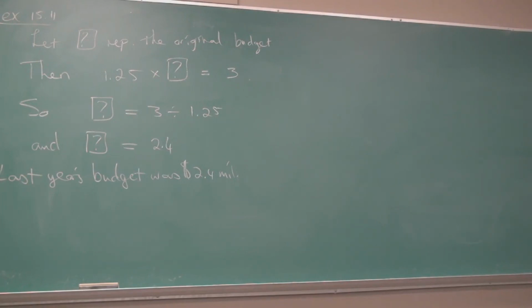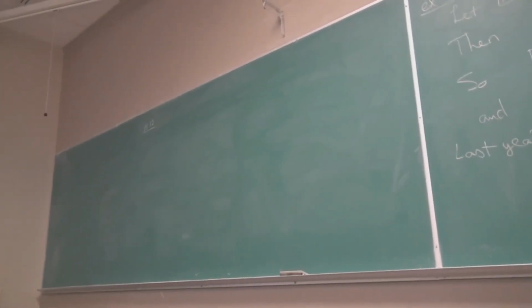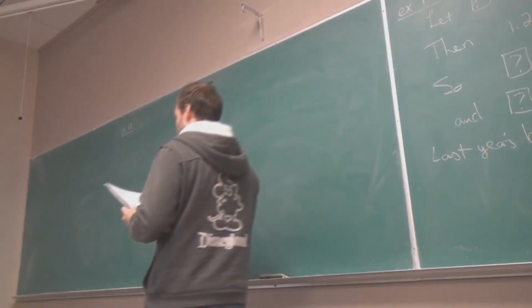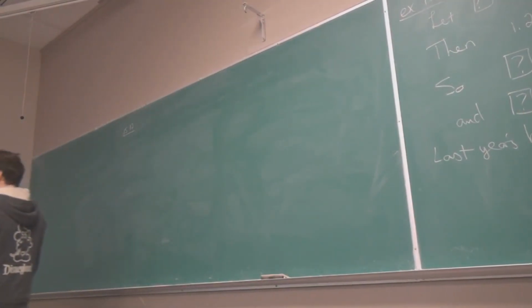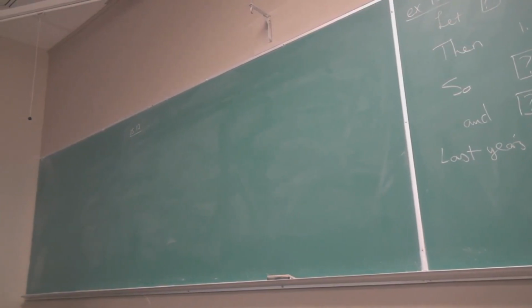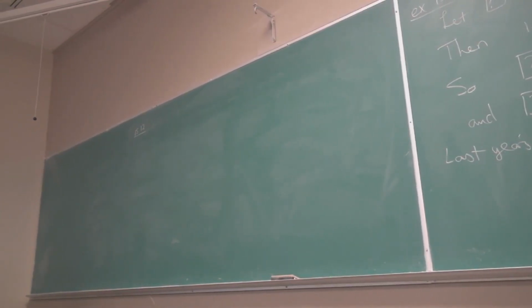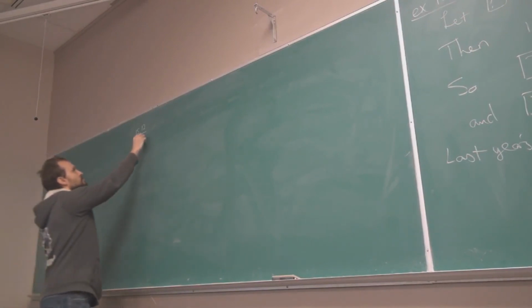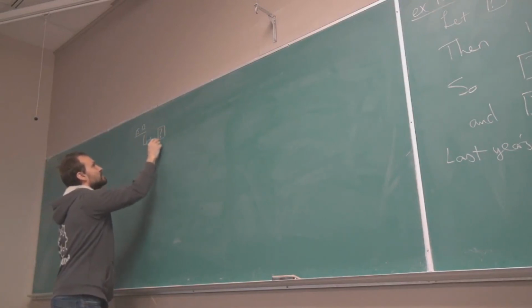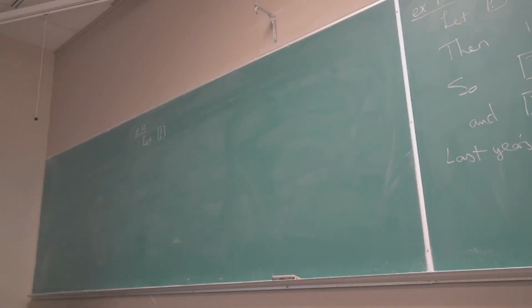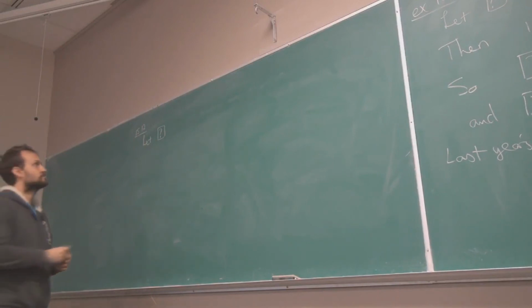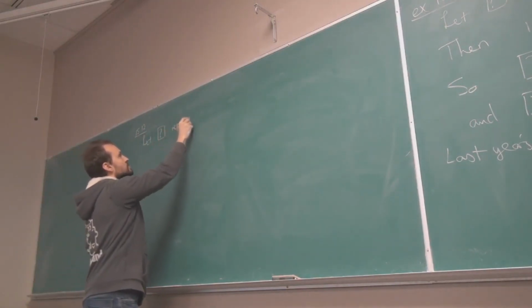One more to end this chapter. 1512. Do we have time for 1512? Yes. One school had a decline in enrollment of 12% and now has 352 students. How many students did the school have before the decline? Very similar. How can I define question mark in a box? You could say let question mark in a box represent the original student count.